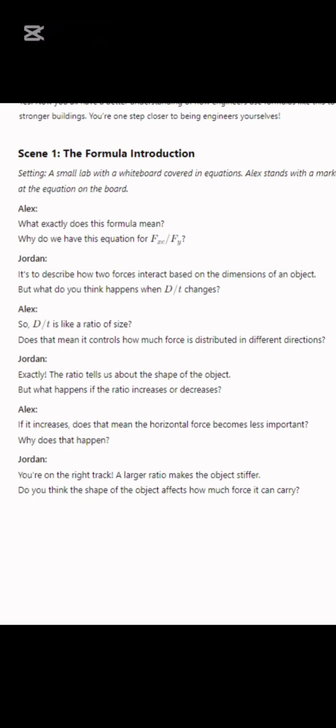If the d/t is like a ratio of size, does that mean it controls how much the force is distributed in different directions? The ratio tells us about the shape of the object, but what happens if the ratio increases or decreases? If it increases, does that mean the horizontal force becomes less important? Why does that happen?